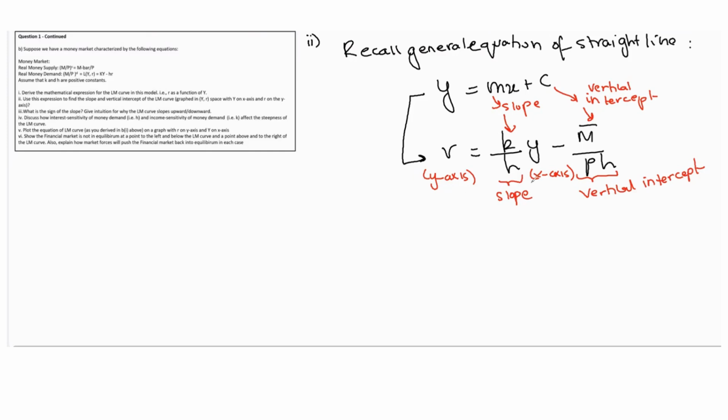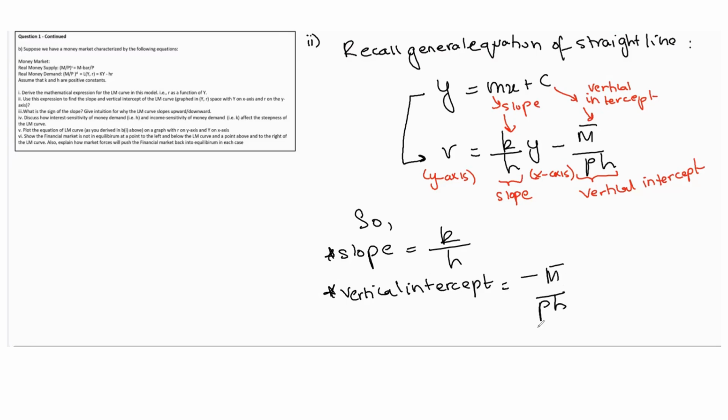Because our LM curve is linear, we can compare its equation with the equation of a straight line and see that the coefficient of Y is the slope. So the slope of the LM curve is K by H, which is the coefficient of output or income, which we will plot on the x-axis. And the vertical intercept is the constant term, which in this case is minus M bar by PH.